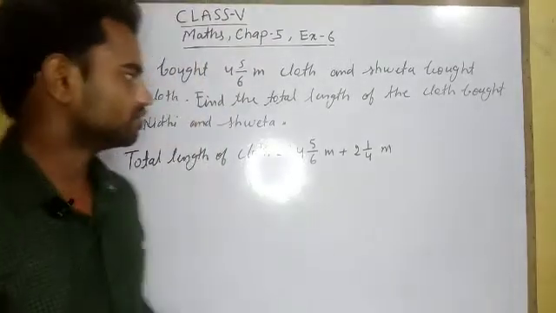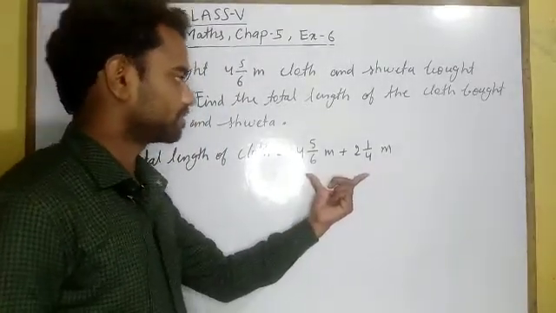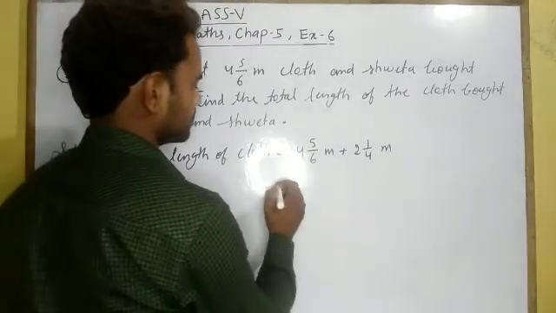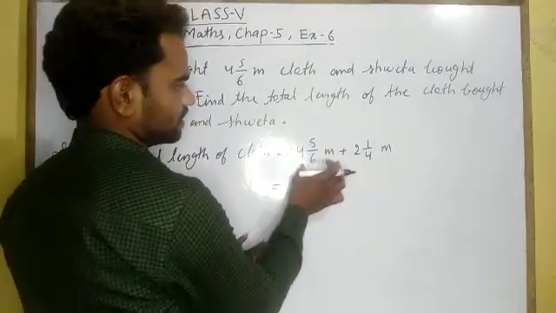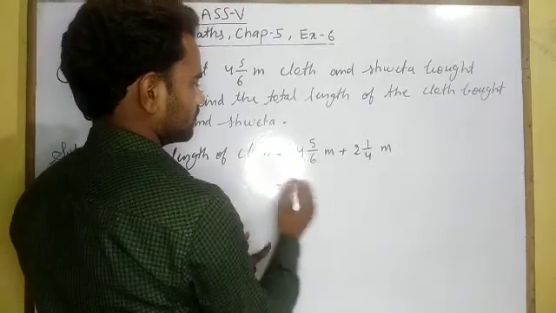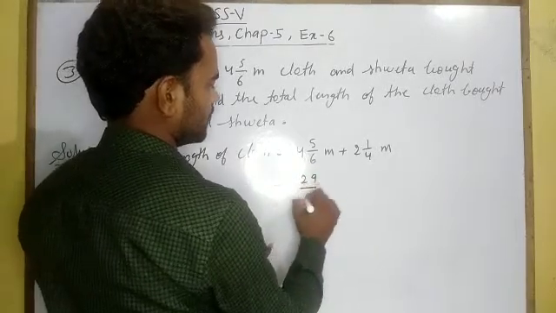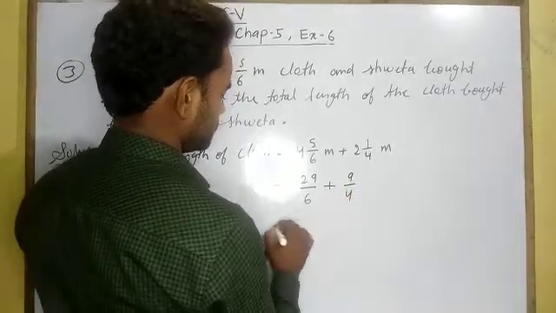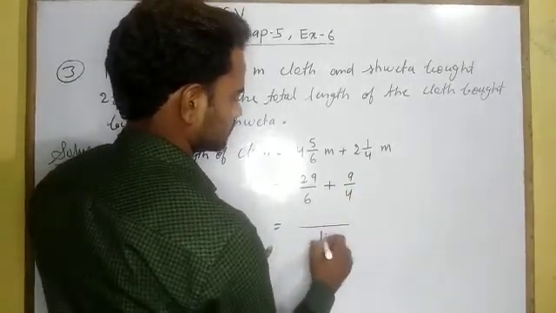If you want, you can add these fractions without converting into improper form. Later on we will discuss that topic. Now convert these mixed fractions into improper. 6 times 4 is 24 and 5 is 29, so 29/6, plus 4 times 2 is 8 and 1 is 9, so 9/4. Take the LCM of these two numbers, which will be 12.